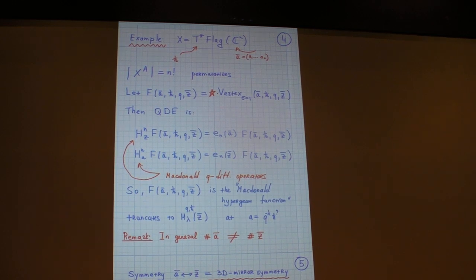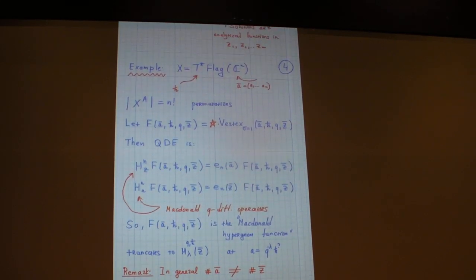This function appeared many times during this conference, so this is how you get integrable systems, for example, from this type of consideration. Again, this is Macdonald theory, and Macdonald theory arises when you consider flag varieties. But in general, the theory is much richer, and there are many more interesting examples.